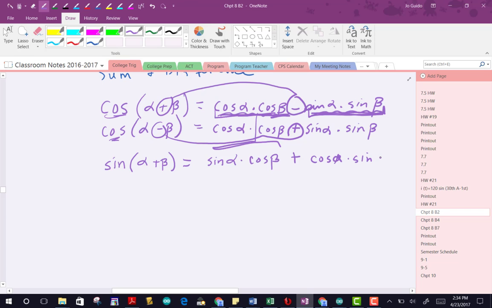So you can probably figure out that the sine of a minus b is going to have a subtraction sign in the middle, and everything else is going to stay the same. So it's the sine of a times the cosine of b minus the cosine of a times the sine of b. Next, we want to look at where a couple of these formulas actually come from.